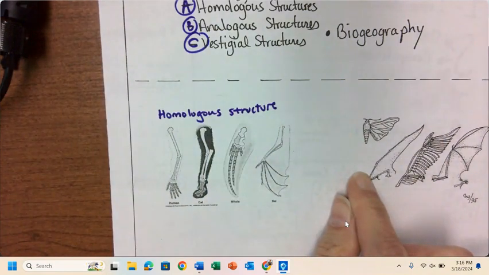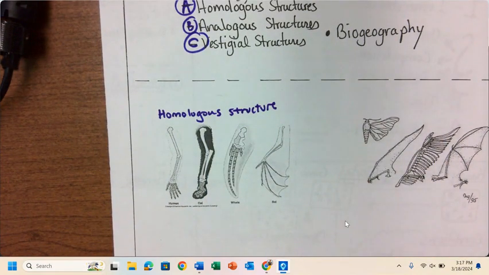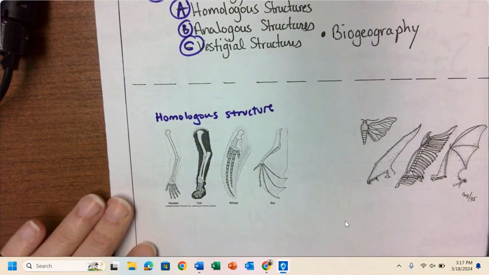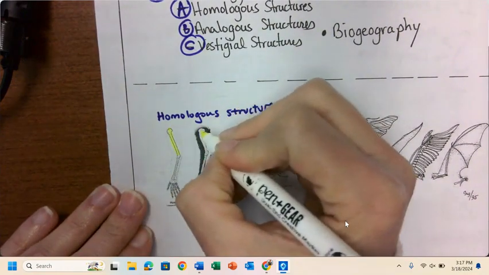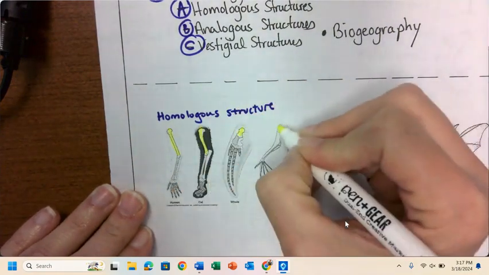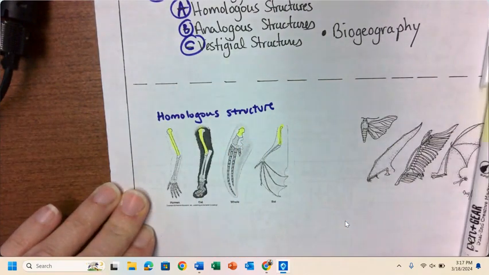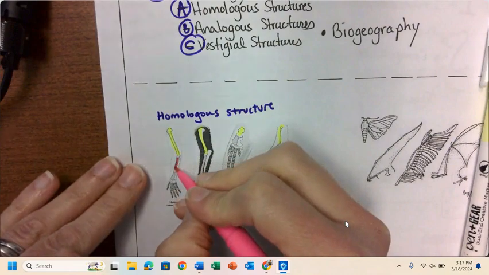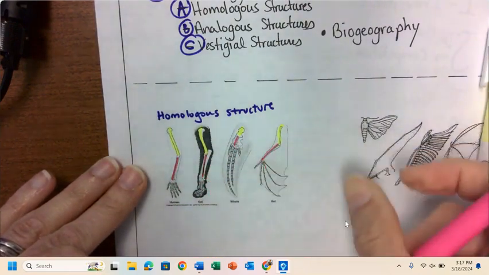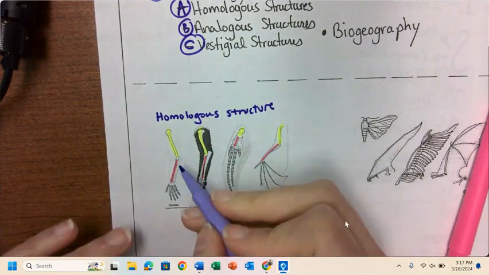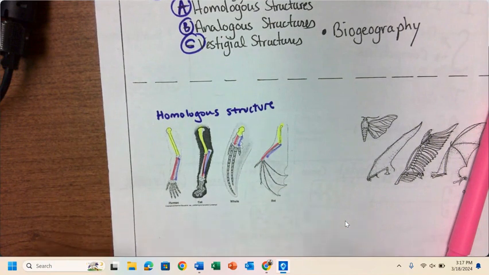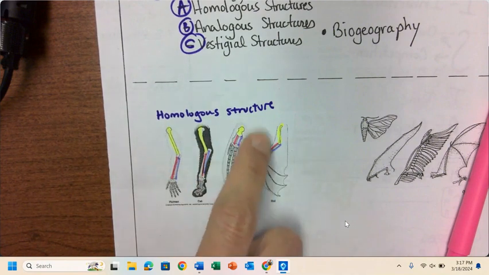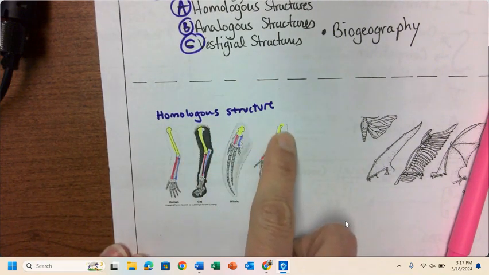A homologous structure is a structure that shows similarities with evolved differences. For instance, this human, the cat, the whale, and the bat all have one upper arm bone, known as the humerus. They all have two lower arm bones, known as the radius and the ulna. And they all have many lower hand and wrist bones, known as the carpals, metacarpals, and phalanges.